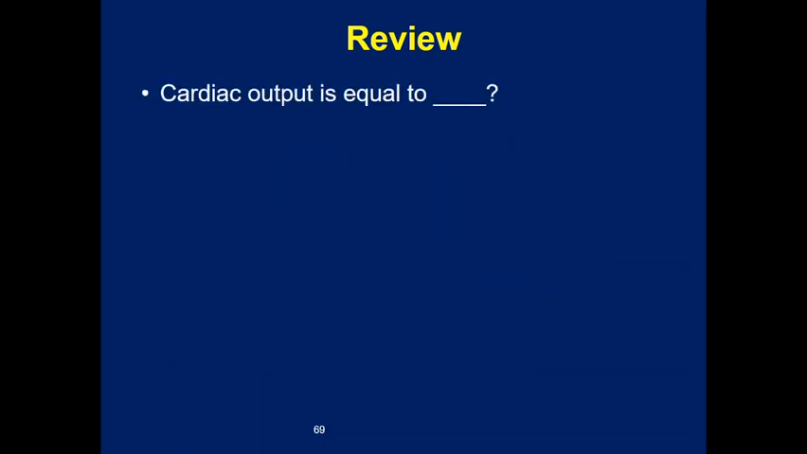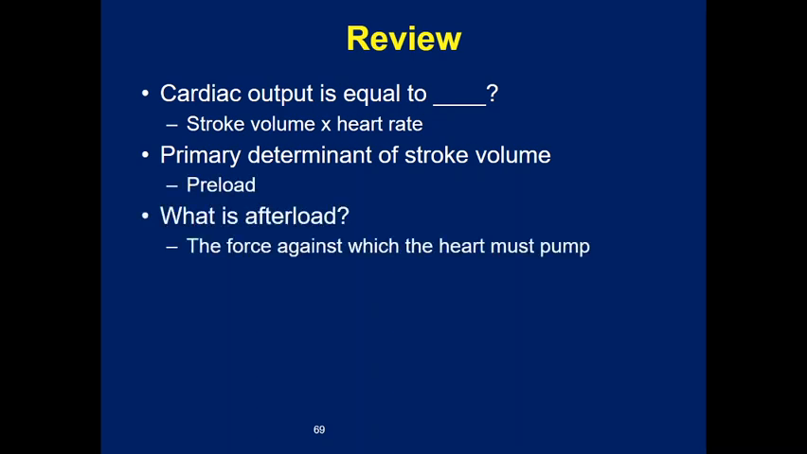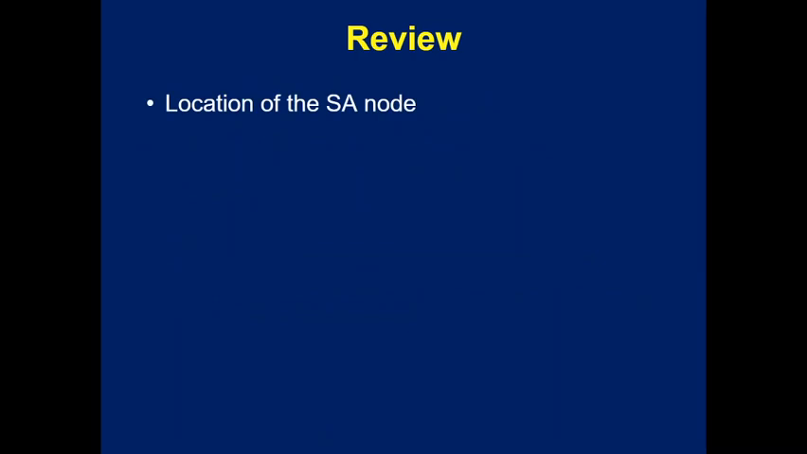Cardiac output, this is a throwback. Do you remember? Heart rate times stroke volume. The primary determinant of stroke volume, if you think of Starling's law, the more stretch, what causes more stretch? More preload. Afterload is the vascular resistance that the heart pumps against. When preload increases, what happens? Well, just looking at the things above us, that makes sense that everything would increase, right? Stroke volume increase.